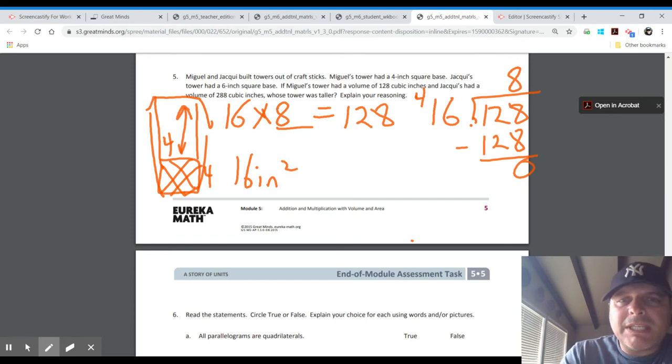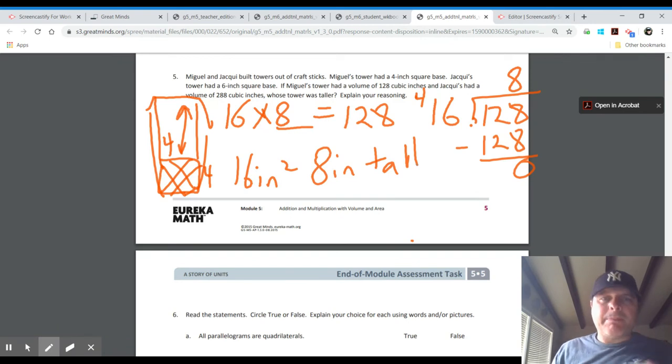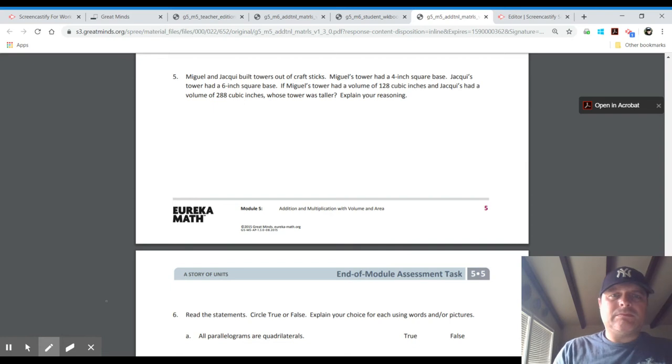So Miguel's tower is 8 inches tall. Now, we're going to find out how tall Jackie's tower is as well. So let's find out how tall Jackie's tower is, okay? All right, here we go. I'm going to erase this. 8. Okay. So let's rewrite this.